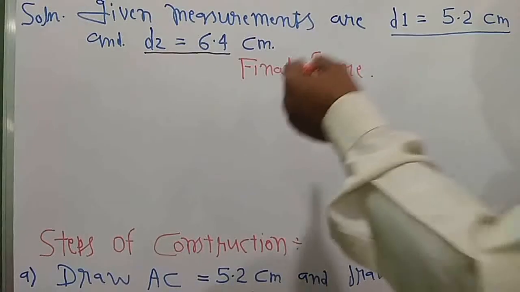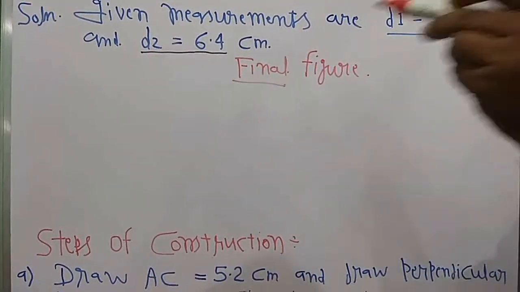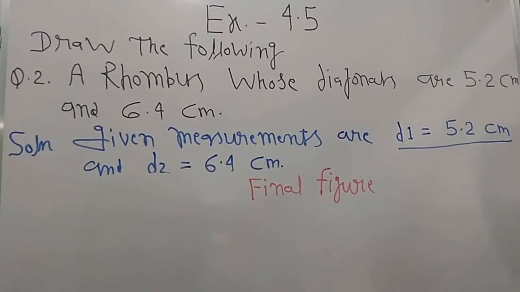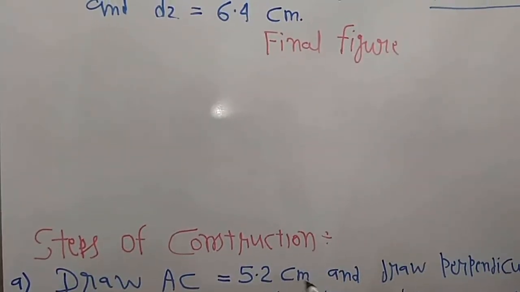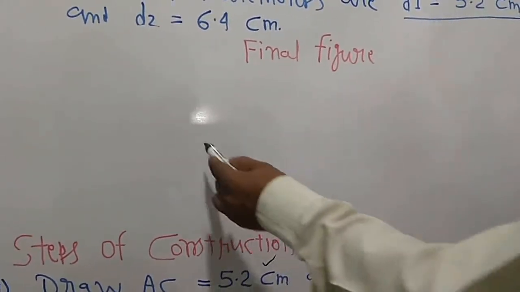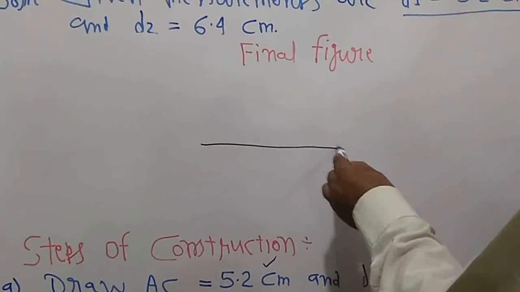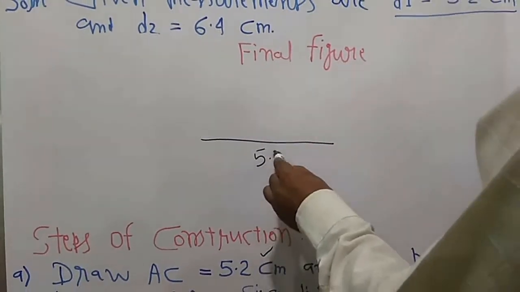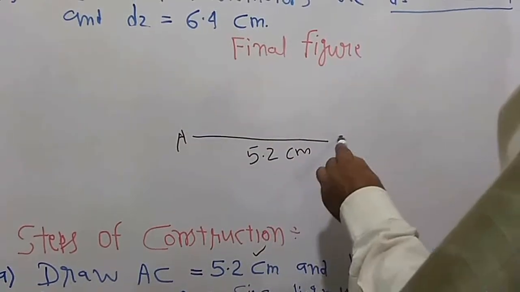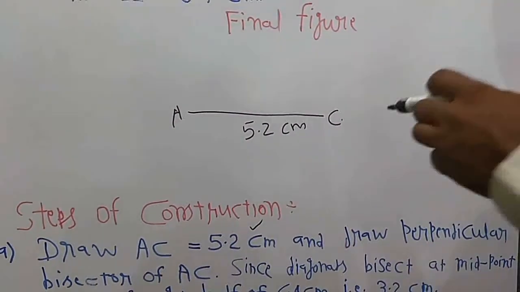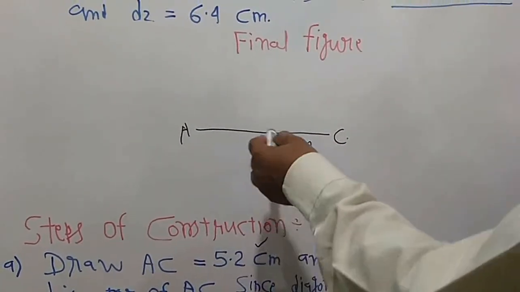Now we are going to draw the final figure for this rhombus. Steps of construction. Step A, draw AC equal to 5.2 centimeter. So first we draw AC equal to 5.2 centimeter. This point is A, this point is C, and then we draw the perpendicular bisector of AC. This is AC, this is 5.2.